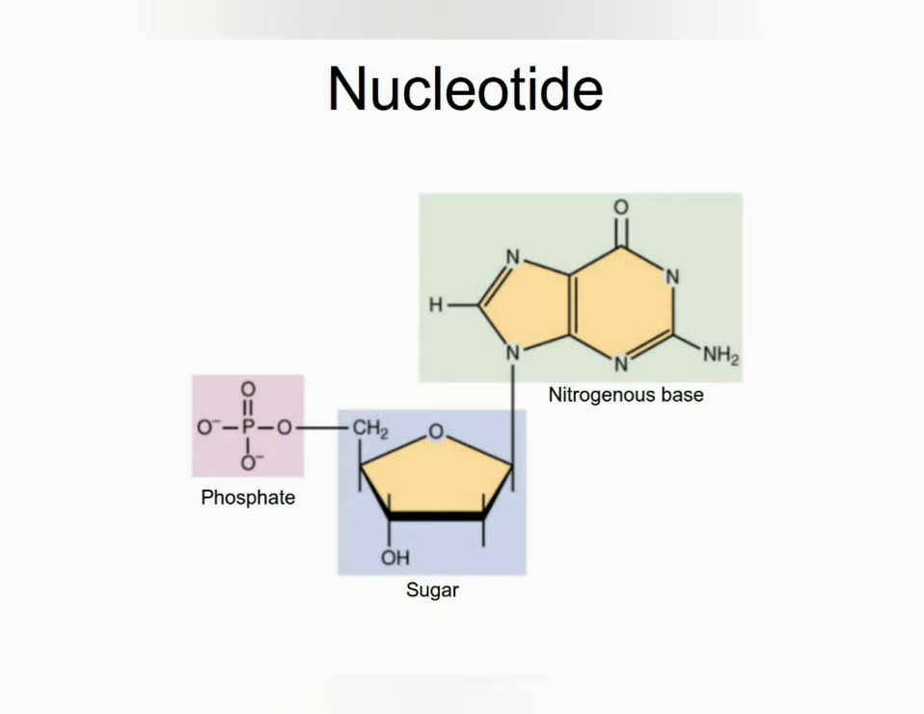There are 3 components: a nitrogenous base, a pentose sugar, and a phosphate group. These 3 components comprise a nucleotide.